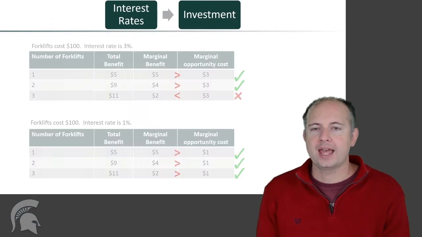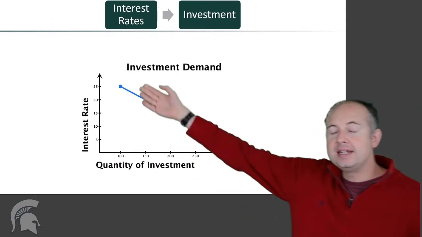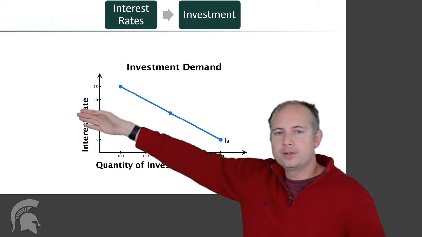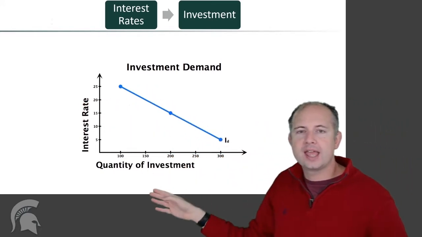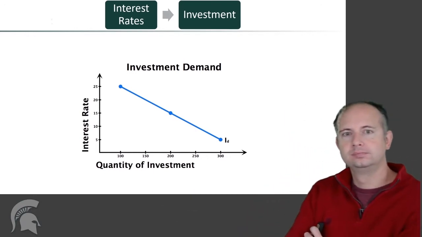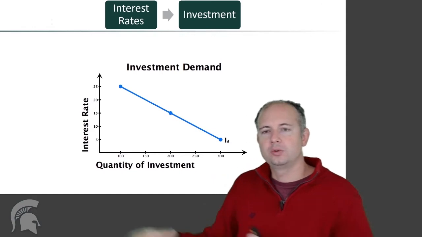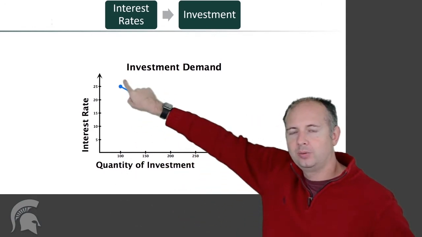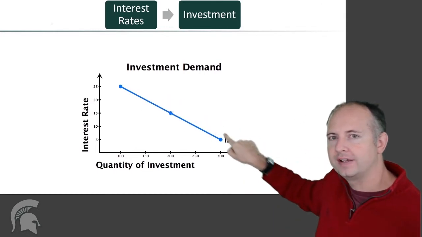This means that we have a negative or inverse relationship, downward sloping, between interest rate and the quantity of investment. So when we have high interest rates, we have less investing. When interest rates go down, investment goes up.